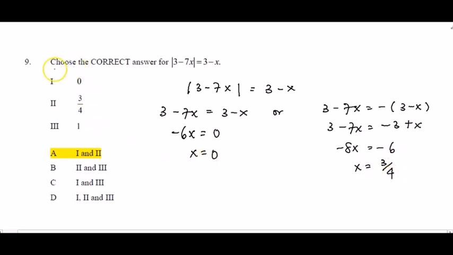Alright, so now we consider the first, second, and third statements. Choose the correct answer for this. The first answer that we have is 0, and the second answer is 3 over 4. So the answer is only 1 and 2.